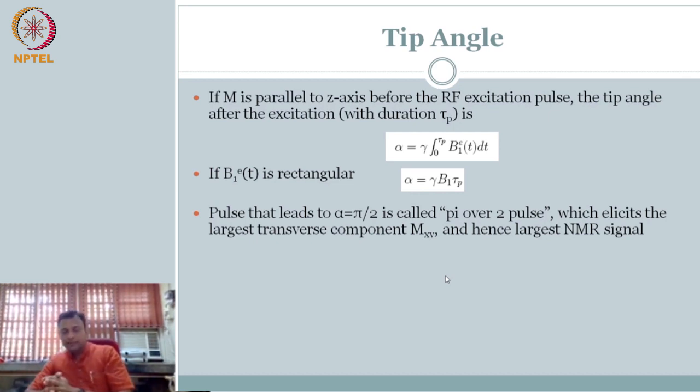What this does is, when you apply a pi over 2 pulse, it implies the magnetization vector has been excited and pushed to the transverse plane, which will elicit maximum signal. You remember M_xy, the transverse component, gives you the signal. That gets you the maximum signal if it is on the floor.